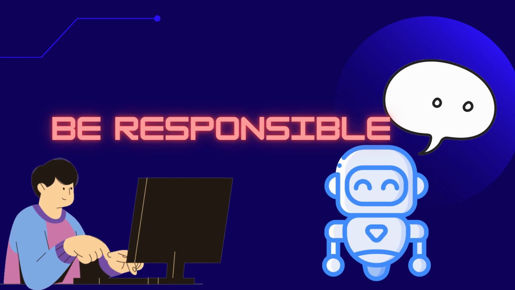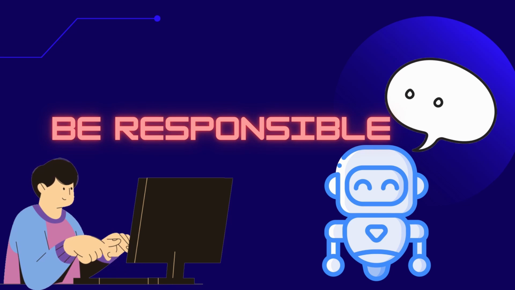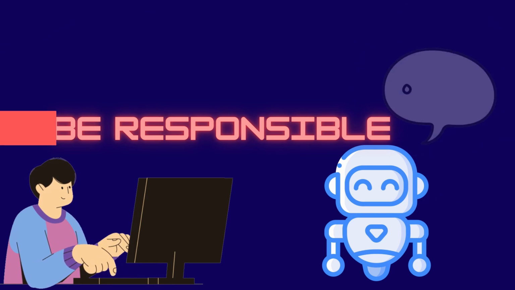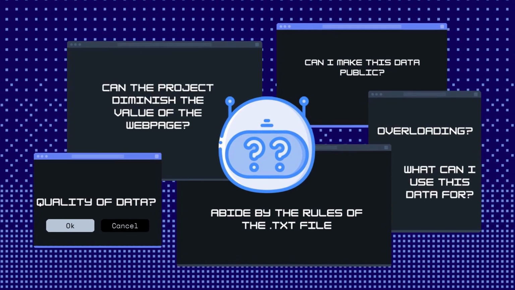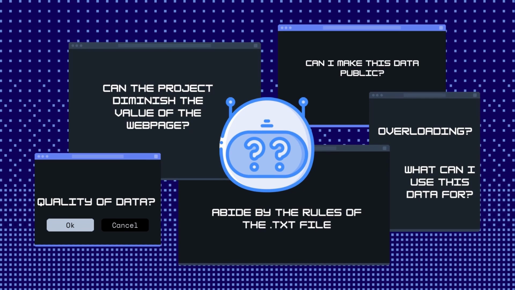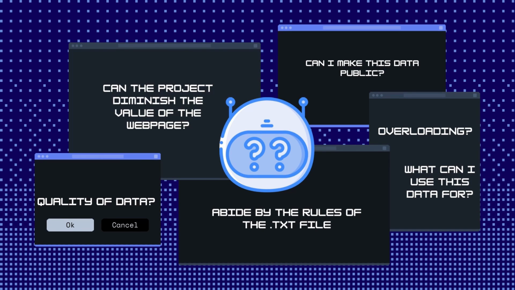To fulfill this, web scrapers should ask themselves the following: can I take this data? Can I republish this data? Am I overloading the website's servers? What can I use this data for? Can the project that requires the scraped data potentially diminish the value of the service that the website provides? Does the quality of the data obtained from the web have the potential to lead to faulty decision making? And lastly, abide by the rules of the robots.txt.